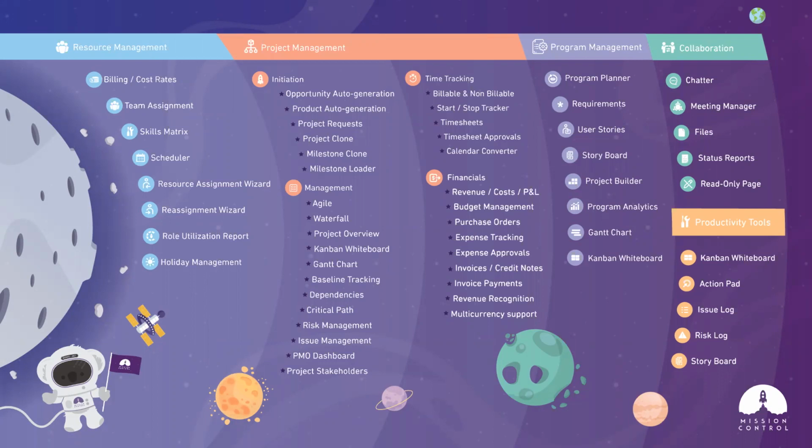In order for them to receive that, they do not have to be users, so it could be client facing. As far as time tracking, you can fully handle time tracking within the system. You can account for billable, non-billable time. We have a start and stop tracker. I'm going to be demonstrating the timesheets as well as the timesheet approvals. And then we also have a calendar converter that's going to give your users a more visual way of logging time within the system.